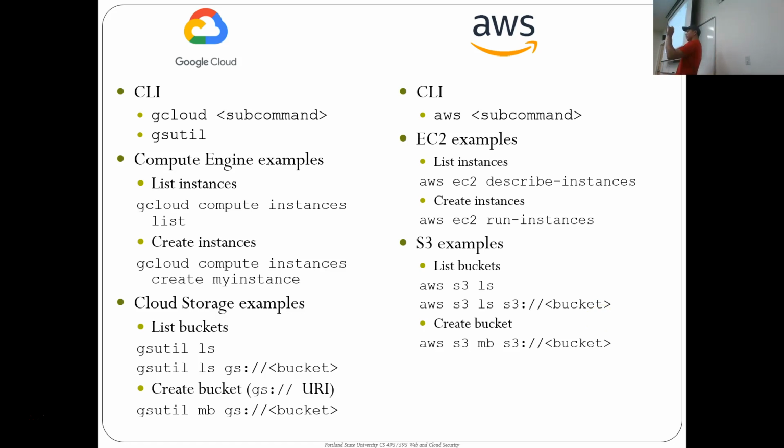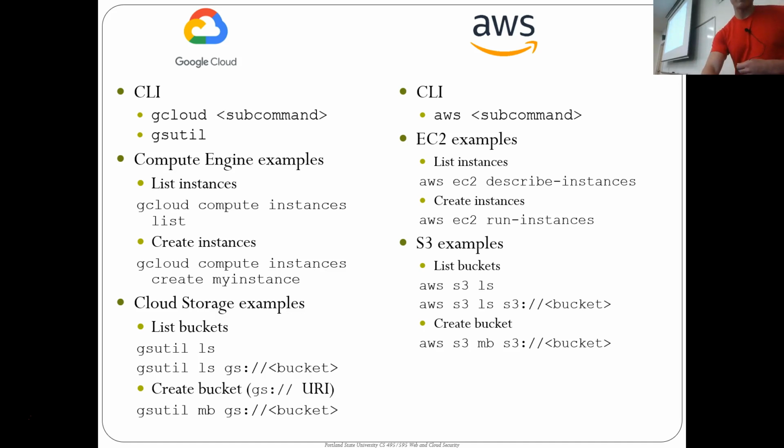All of these support tab completion. So when you're doing the Google Cloud exercise and you want to start typing commands, you can hit tab to figure out what the subcommands are. So definitely take advantage of that. On AWS, the AWS CLI does the same thing. The equivalent here is EC2 describe instances and run instances, and that's the equivalent to instances list and instances create.